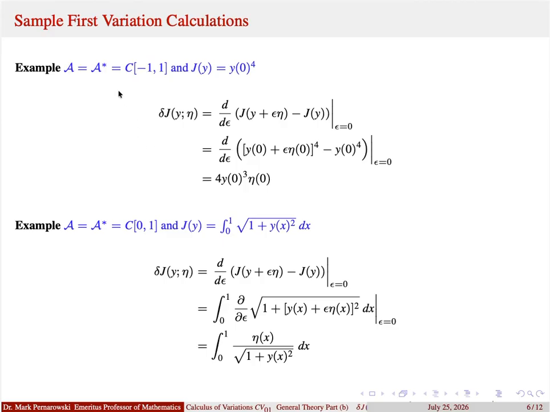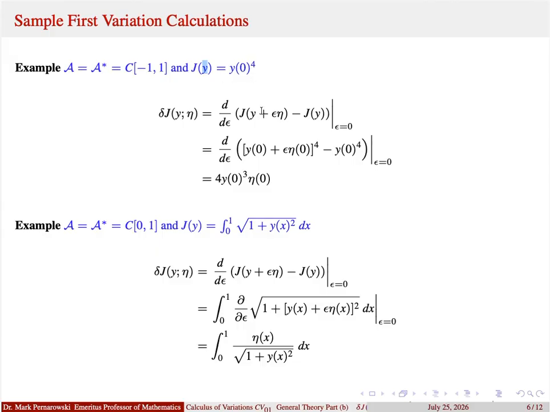Sample first variations. So here's one case where the admissible set is the continuous functions on the interval -1 to 1. And if you think about it, the admissible variation space is actually the same space. So that's convenient. It is a subspace of the original vector space. And J of y here is sort of like an evaluation functional, except what it does, it takes the function y, evaluates it at 0, and then raises that to the 4th power.